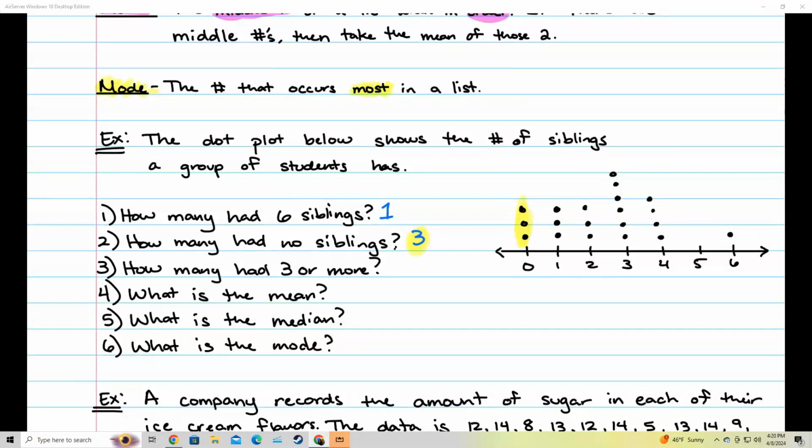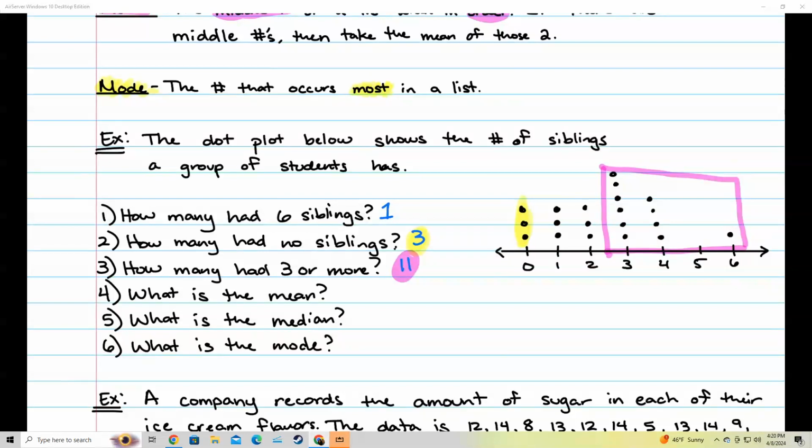So when we start looking at the number of people who have three or more siblings, that would be all these guys right here. So we just got to count this up and see what that is. So I got 1, 2, 3, 4, 5, 6, 7, 8, 9, 10, 11 different students have 3 or more siblings in this classroom.